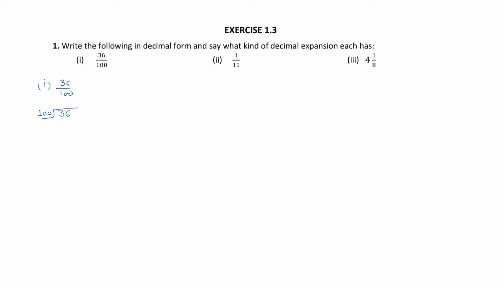100, 0, 1, 600 is 300. What is the remainder? 0. So 36 by 100 will become 0.36. So here we can see that it is terminating. So we can say it has the terminating decimal expansion.